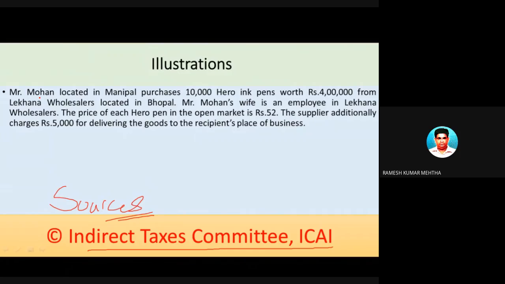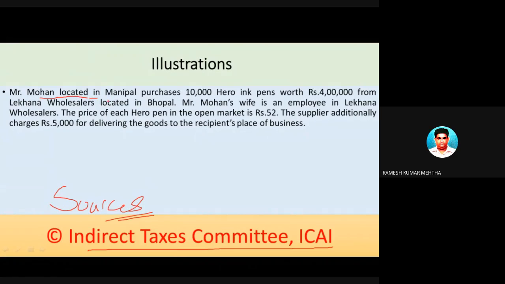Now look at the first problem. There are so many numerical instances or illustrations, so you have to be very careful as far as the rules are concerned: rule 1, rule 2, rule 3, rule 4 and rule 5. And from that we have to find out the suitable value of the supply of goods or services.